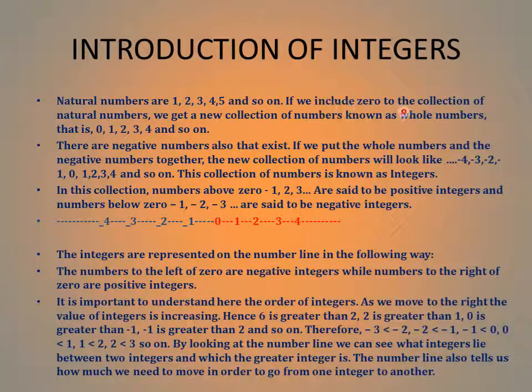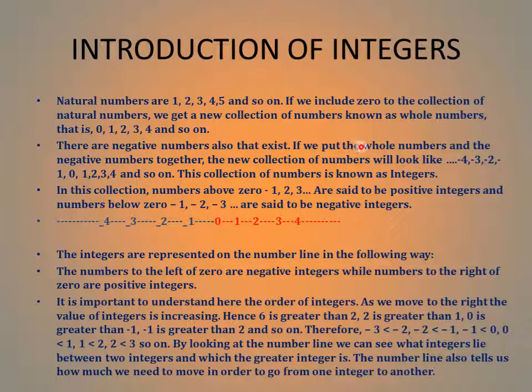If we include 0 in the collection of natural numbers, we get the collection of numbers known as whole numbers. Means when 0 is added to the set of natural numbers, we get a set of whole numbers. Now if we add something to the whole numbers, we will get the set of integers. There are negative numbers also that exist.